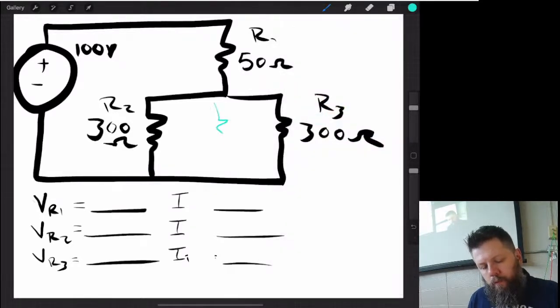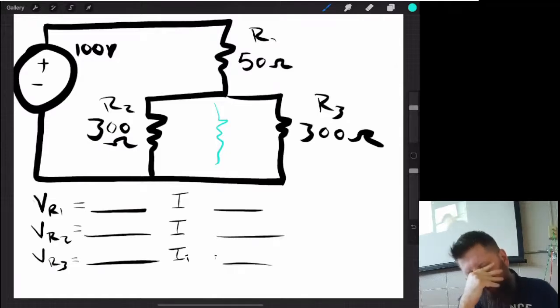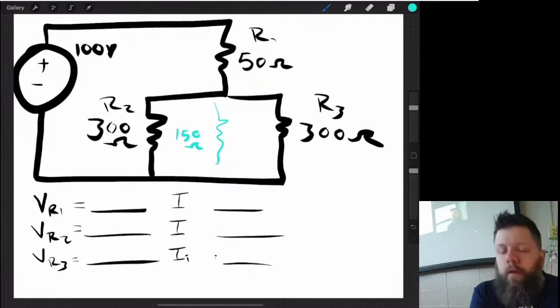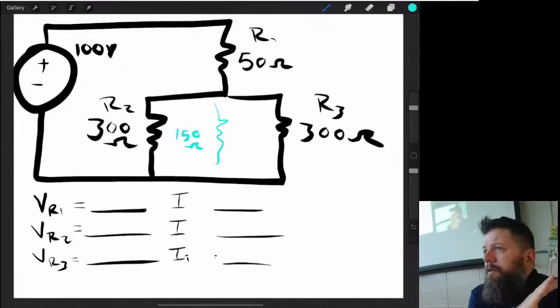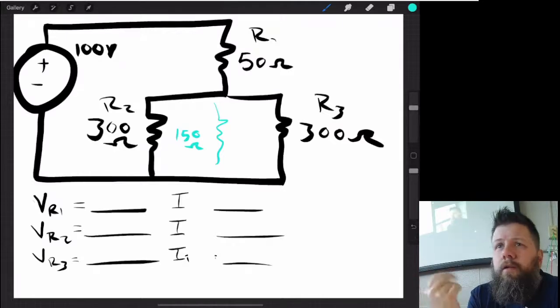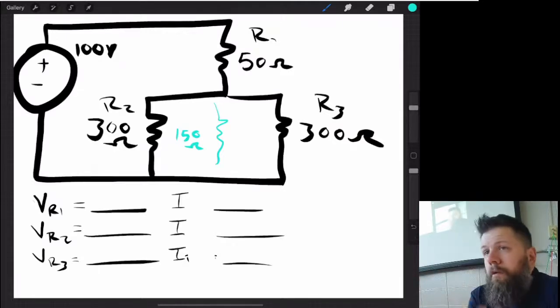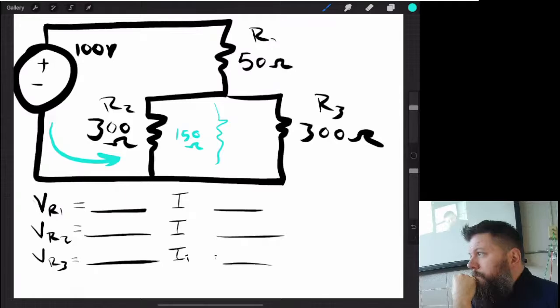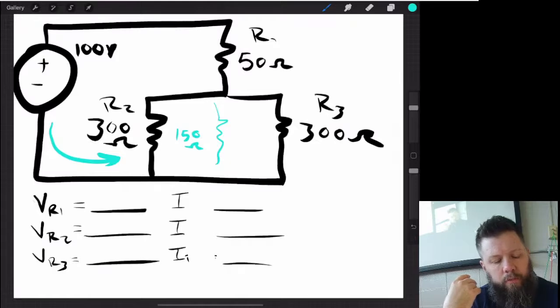All right, so what are those 300 ohm resistors really like when they're in parallel? They're like a 150 ohm resistor, right? That 150 ohm resistor in series with that 50 ohm resistor is going to be what? 200 ohms. So the voltage source is only seeing a 200 ohm resistor. It doesn't know what's going on later. So what's the total current that's going to come out? 100 divided by 200, right? So you'll get 0.5.